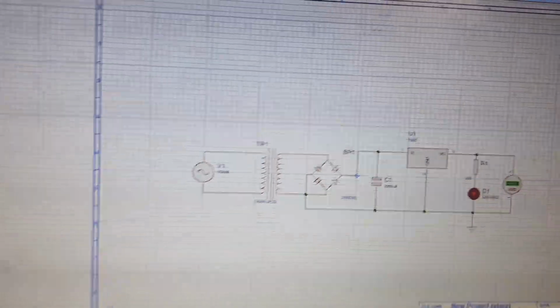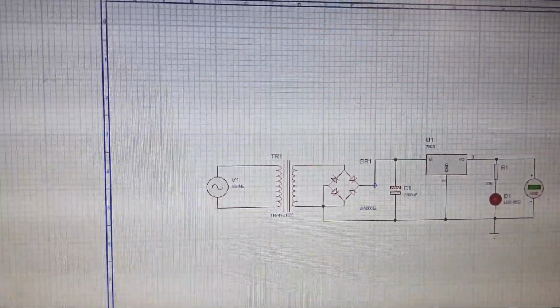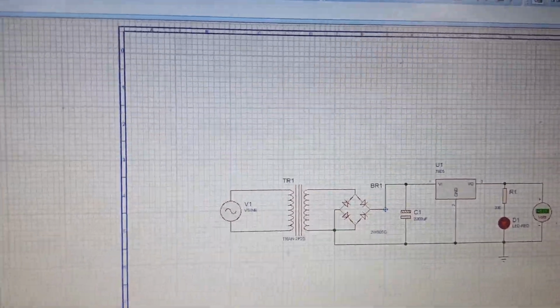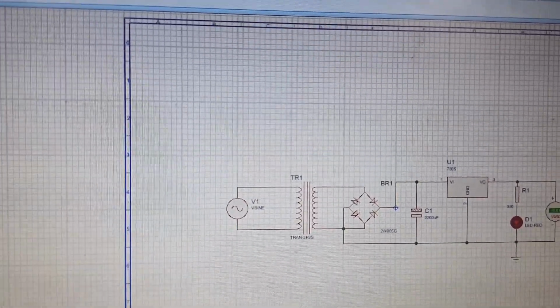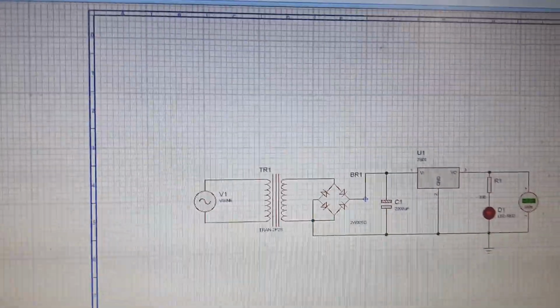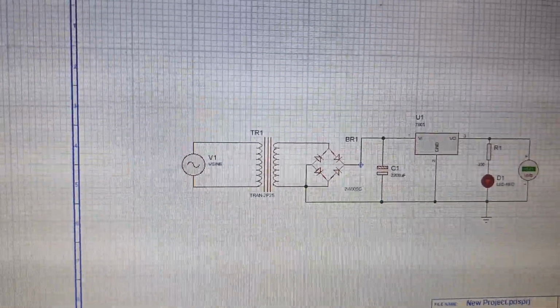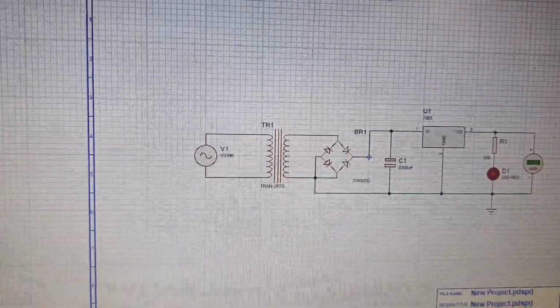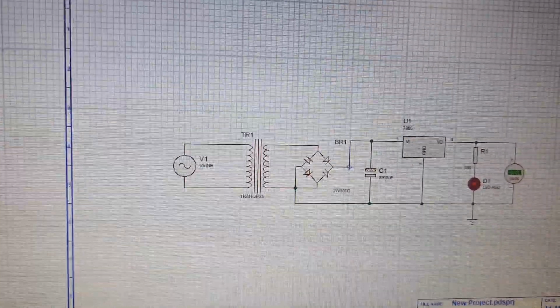The step down transformer converts the high voltage AC input to 12 volts. The alternating voltage from the secondary terminal of the transformer is given to the bridge rectifier. The bridge rectifier converts alternating voltage to unidirectional voltage with the switching action of the diodes.